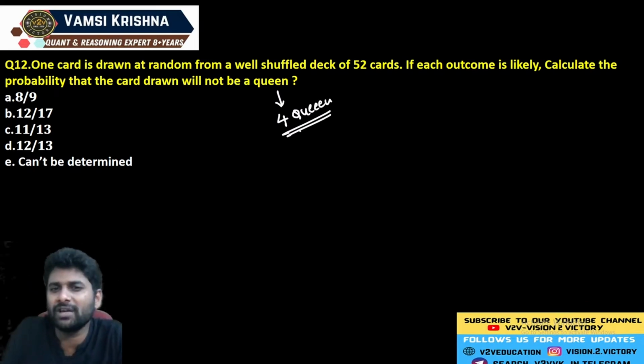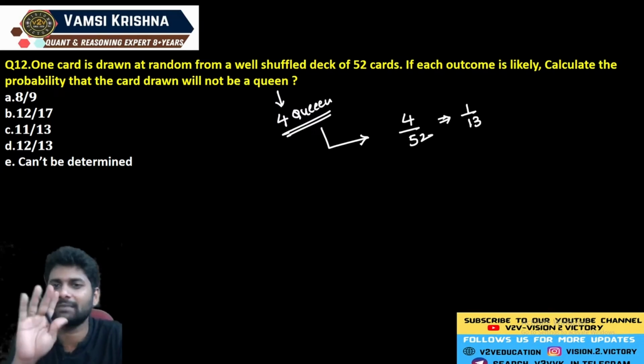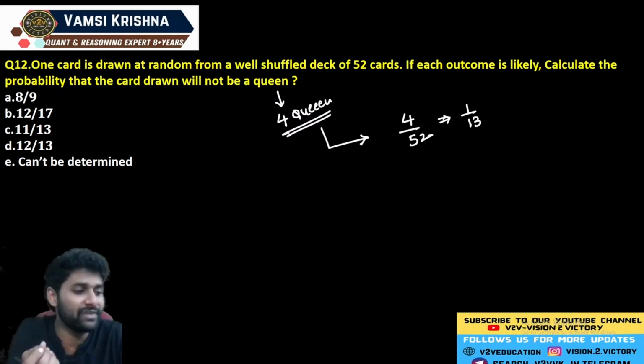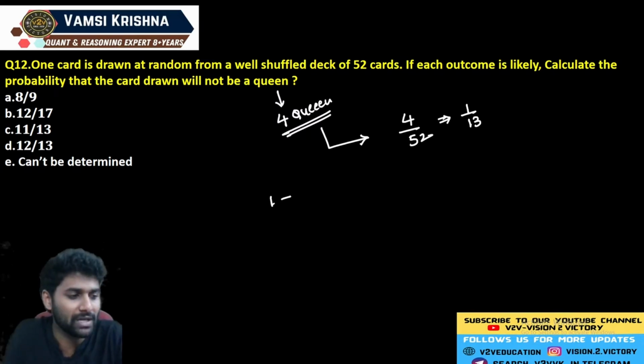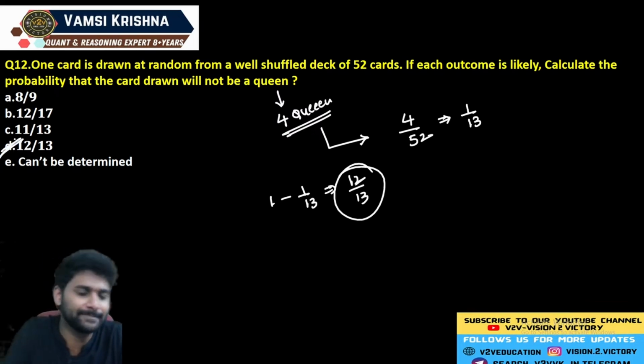See, the probability of getting a queen card out of 52. What is the probability? 4 by 52. Guys, the probability of getting a queen card is 4 by 52. Means the probability is 1 by 13. Means in every 13 cards, one card must be a queen card. Now the question, it cannot be a queen card. So what is the probability? Total minus queen card. So the answer is 12 by 13, guys. Yeah, the probability is 12 by 13.